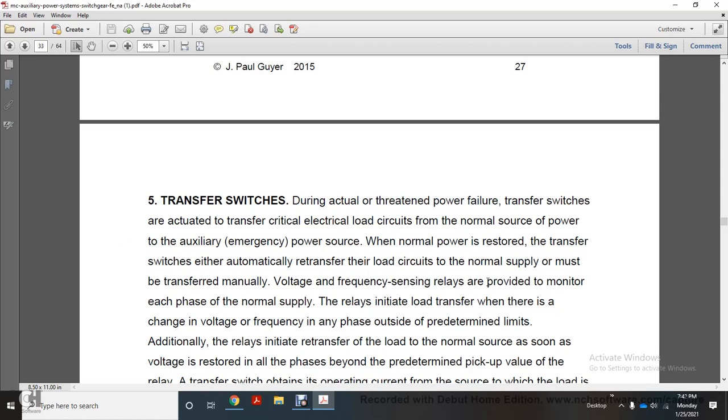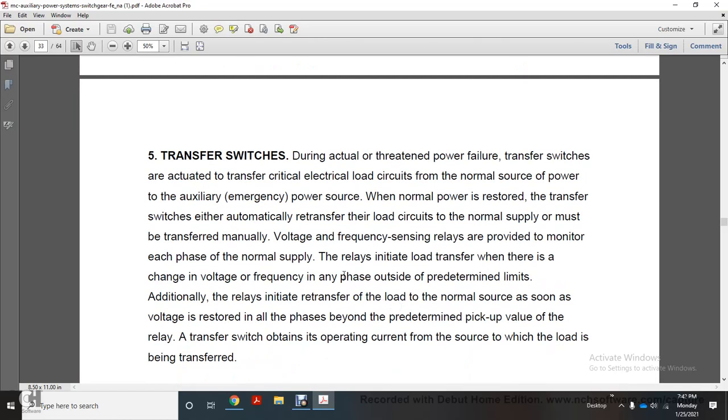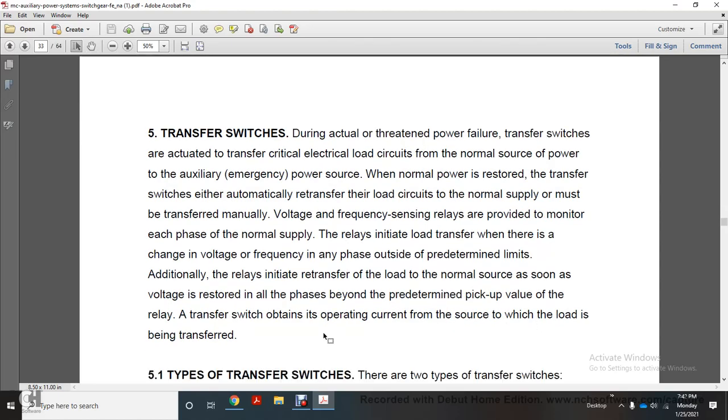Voltage and frequency sensing relays are provided to monitor each phase of the normal supply. The relays initiate load transfer when there is a change in voltage or frequency. If any phase is outside the predetermined limits, the relays initiate retransfer of the load to the normal source as soon as voltage is restored in all phases beyond the predetermined pickup value of the relay. The transfer switch obtains its operating current from the source to which the load is being transferred.